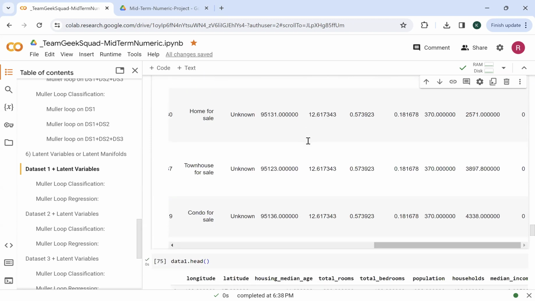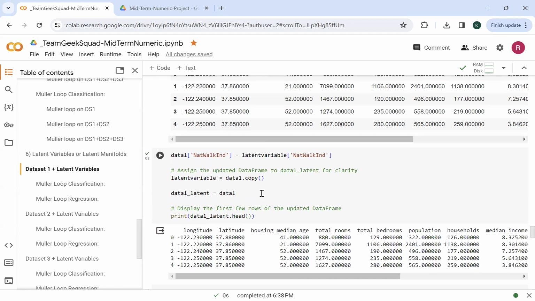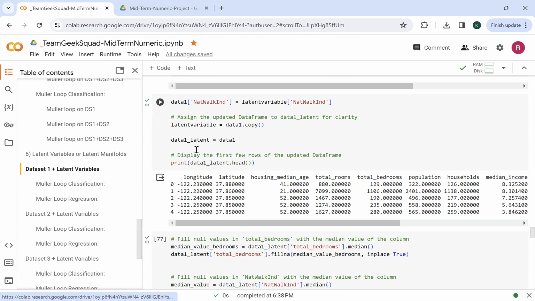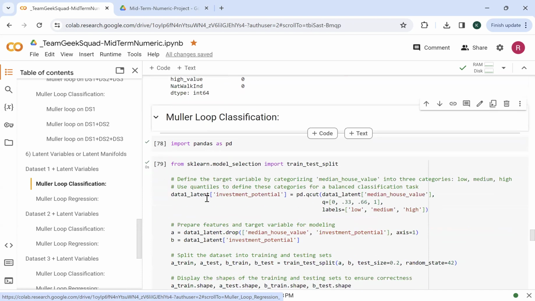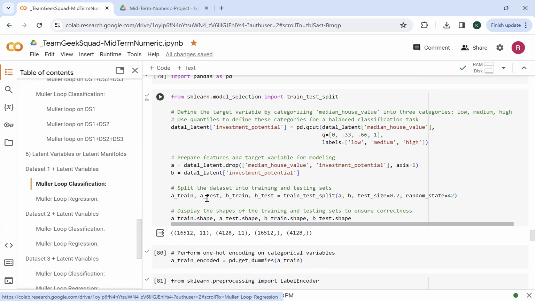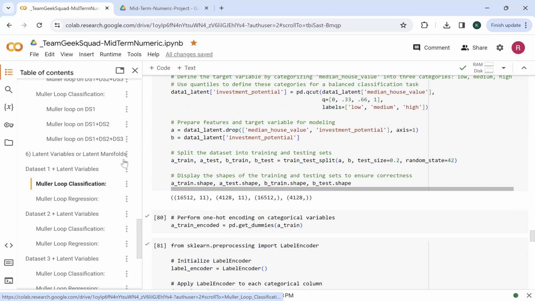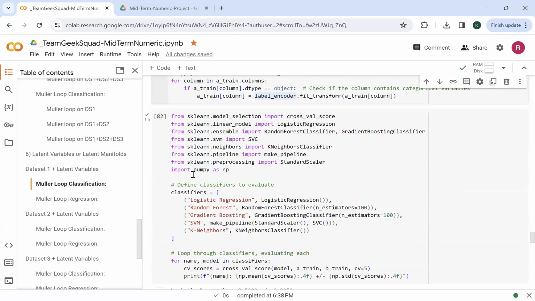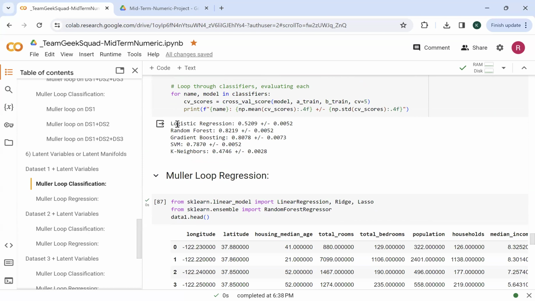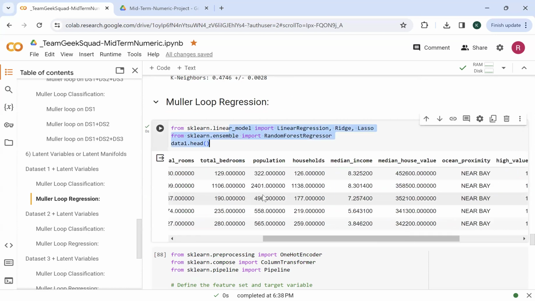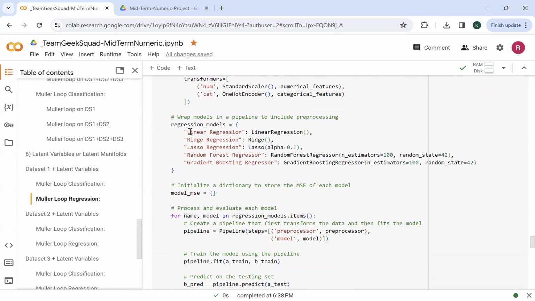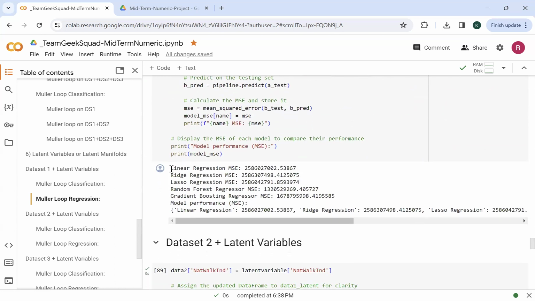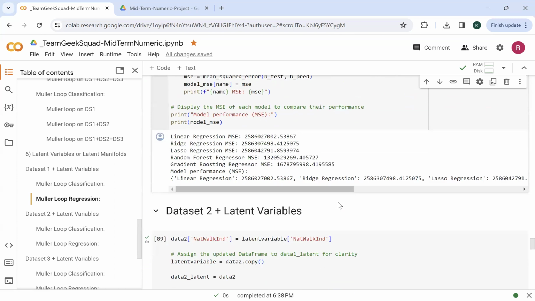And we have also taken the other latent variable. We'll discuss it next. Then we have done the model loop classification on this data after adding the latent variables to the data set one. And then the values are printed here for all the classifiers. And the regression is also performed on it by taking 5 regression algorithms, and those respective metrics are printed here.